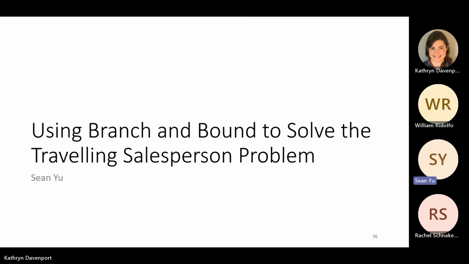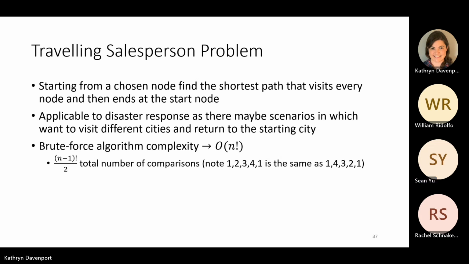Right, so I'll be looking at using the branch and bound algorithm to solve the traveling salesperson problem. In our class, we already talked a little bit about traveling salesperson, but just to summarize, the problem is to start from a node and then find the shortest path that visits every other node in the graph, and then end at the start node. I think it's applicable to disaster relief, because you may need to visit different cities and then return to a starting city to get more resources.